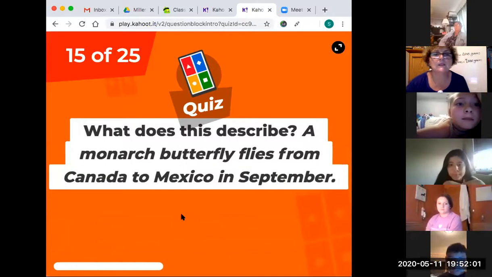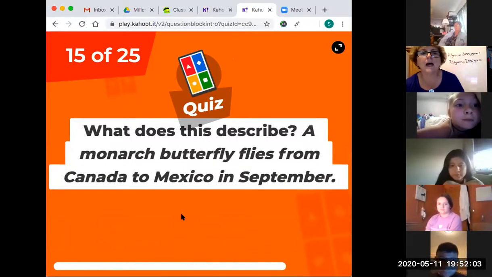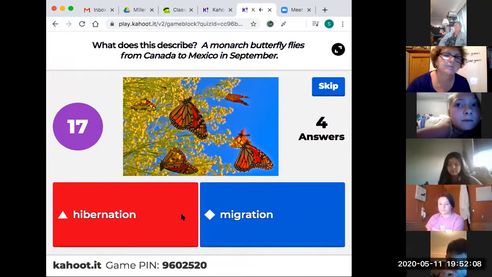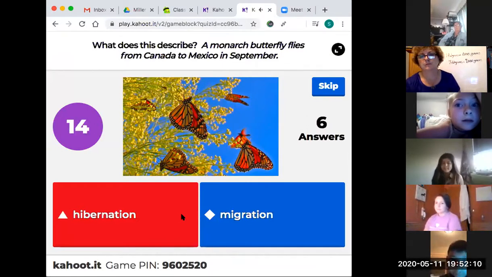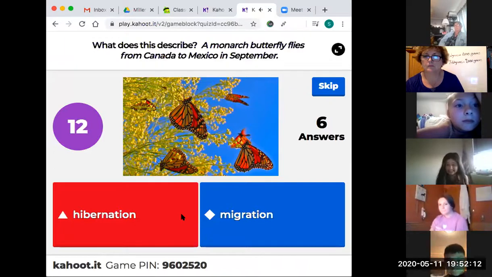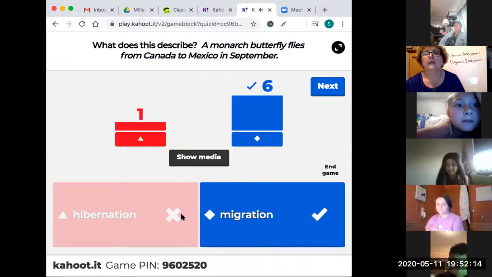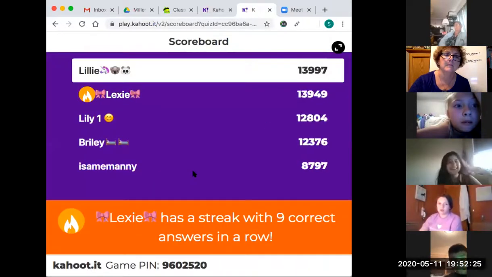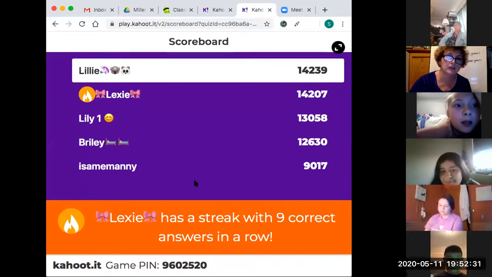What does this describe? A monarch butterfly flies from Canada to Mexico in December. Oh, how pretty. If it's flying somewhere, it's going to be moving and traveling, so that's migrating. Lily is still in first.